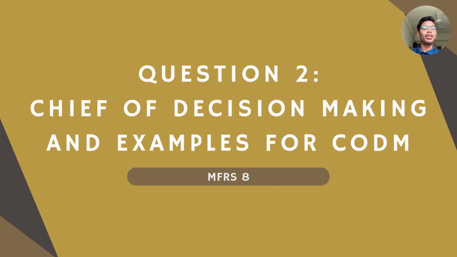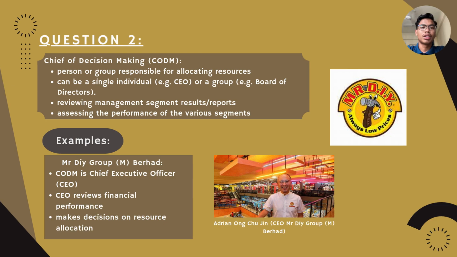Next, question 2 about chief operating decision maker and example for CODM. Okay, so what is the CODM? CODM is in charge of reviewing management segment results and reports and assessing the performance of the various segments of an entity, and also deciding on the allocation of resources to the various segments of the entity. It also refers to the person or group responsible.